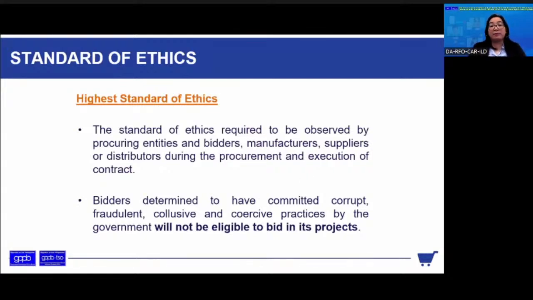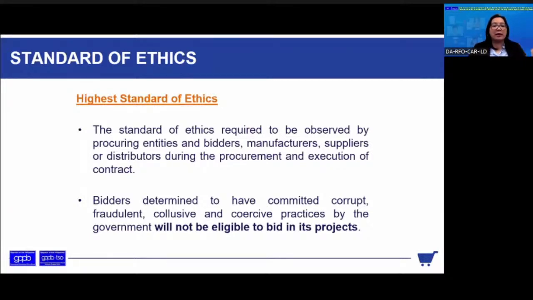And such that bidders who have been determined to have committed such corrupt, fraudulent, collusive, coercive practices by the government will of course not be eligible to bid in its projects. They will not be allowed, or they will be prohibited to join government biddings, no? So ano po ba yung mga unlawful?